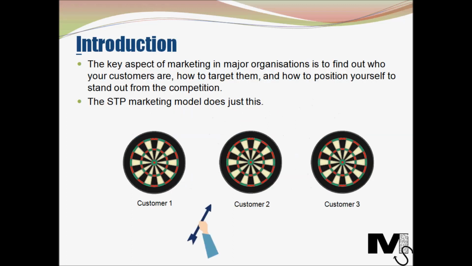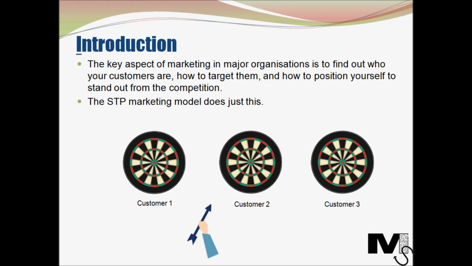We all know that marketing is an important aspect of the functioning of any business of any size and any type. And marketing in successful organizations tends to be more than just generic brand messaging going across to all potential and existing customers. The key aspect of marketing is to find out who your customers are, how to target them, and how to position yourself to stand out from the competition. The STP marketing model does just this.